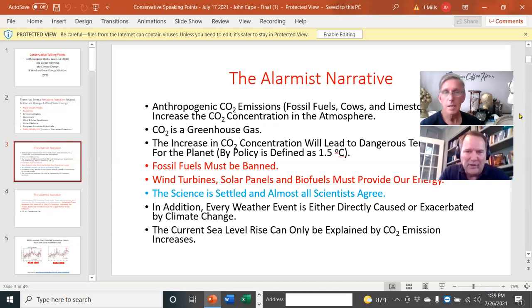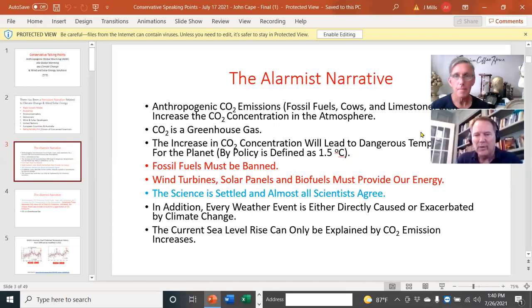Essentially, the theory is that fossil fuels and other man-influenced sources of emissions contribute CO2 to the atmosphere, increasing its concentration. CO2 is a greenhouse gas, and that CO2 will lead to dangerous temperatures for the planet. There actually is a policy of the United Nations which defines the dangerous temperature as 1.5 Celsius degrees above, I guess, pre-industrial, but it's kind of a randomly chosen number, I believe. The conclusion is that fossil fuels must be banned. Wind turbines, solar panels, and biofuels must provide our energy. And the science is settled, and almost all scientists agree.